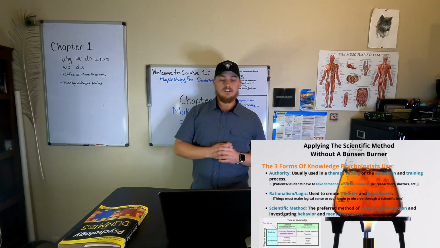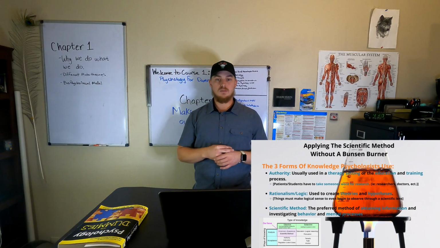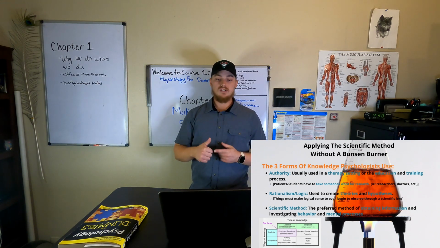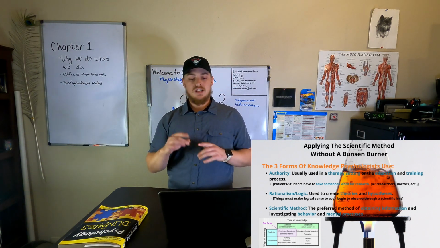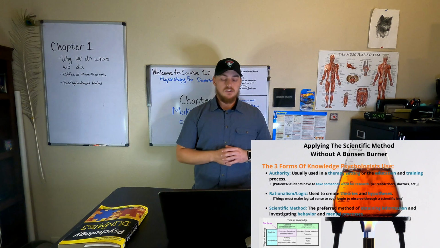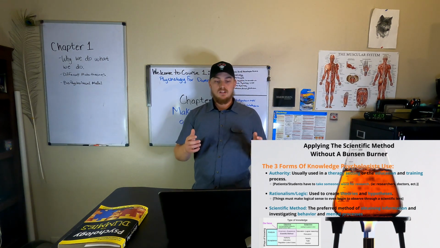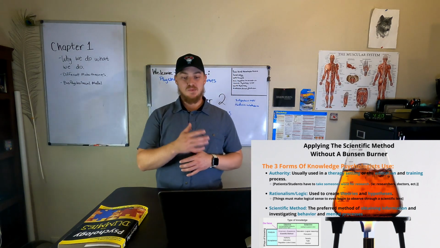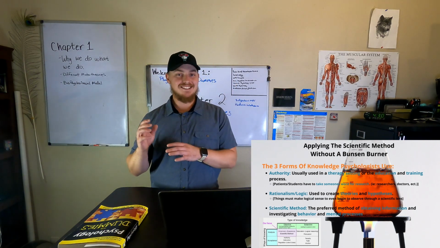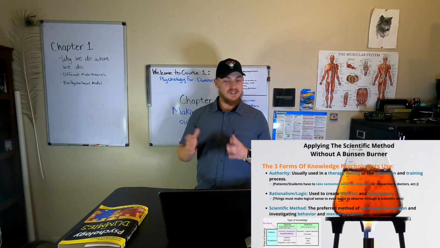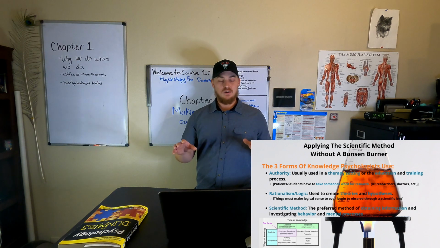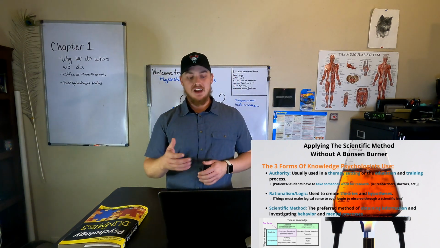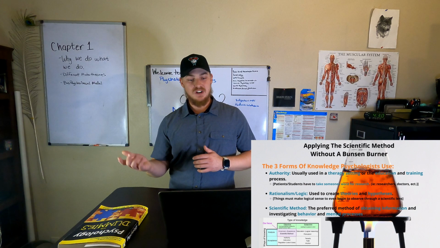The second form of knowledge that psychologists use is rationalism as well as logic. Okay, so these are used to create theories as well as hypotheses. So things must make logical sense to even begin to observe through this scientific lens. So you can't just come up with something illogical that is not even in a rational realm. So this is why it's one of the 3 forms of knowledge.